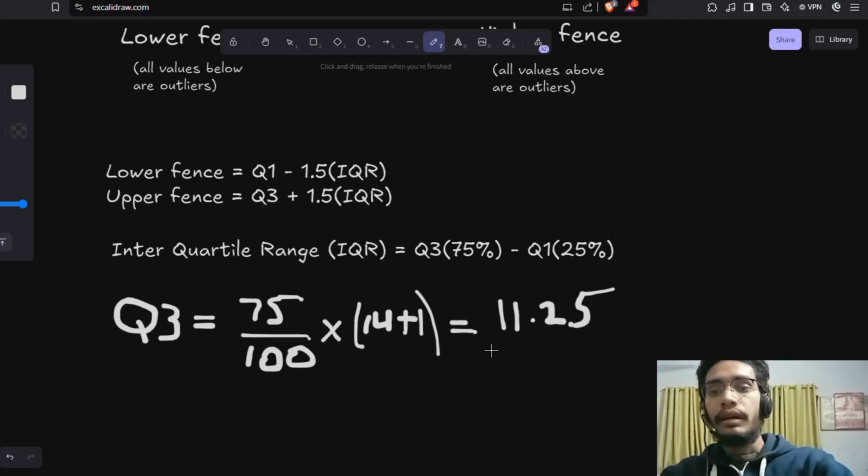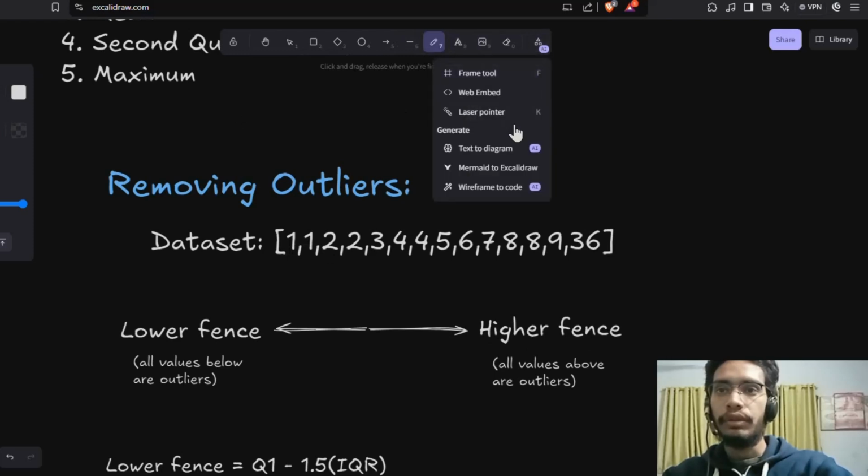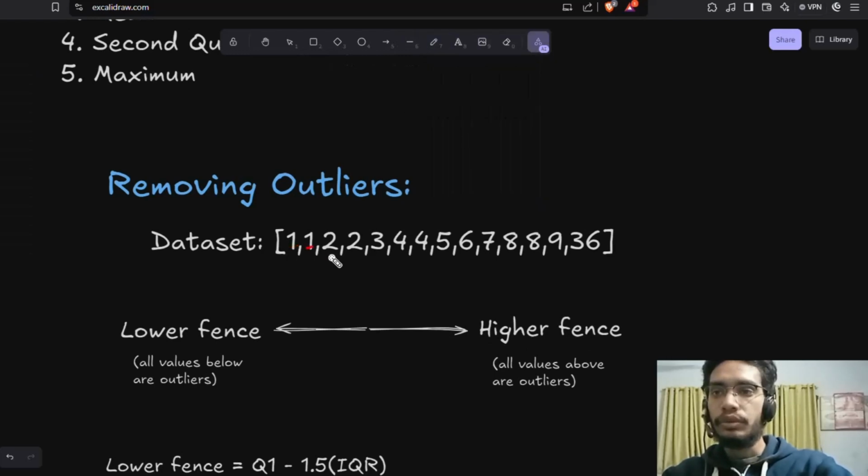It is the index, right? It is an index. So it is the 11.25. So where does this value lie? Let me check. This is 1, 2, 3, 4, 5, 6, 7, 8, 9, 10, 11. So this is the 11 and this is the 12. So 11.25 would be lying between these two values, right?